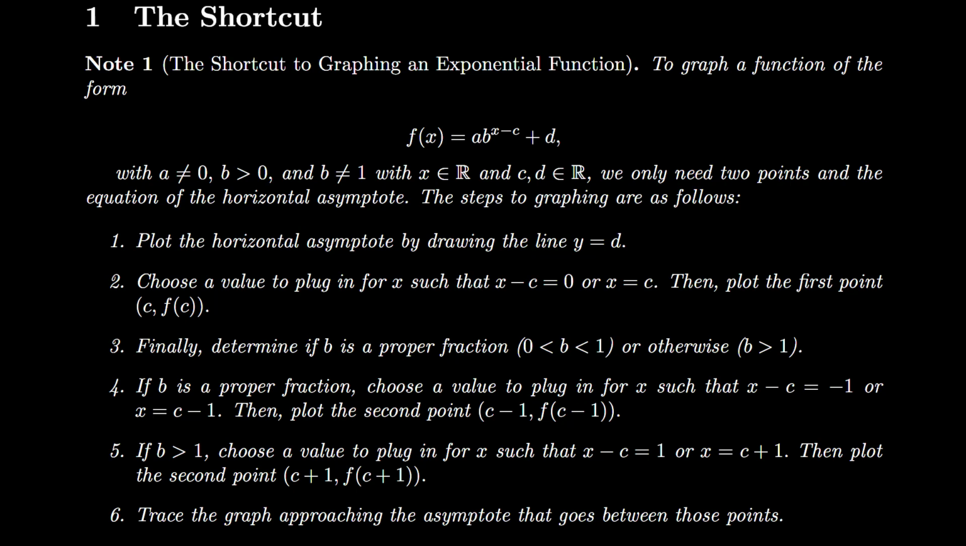If b is a proper fraction, just like this first thing, then you're going to choose a value to plug in for x such that x minus c equals negative 1. If you solve this for x, you add c to both sides, and you'll get plus c minus 1. So x is c minus 1. So you plot that point. If x is negative 1, that is, x minus c is negative 1.